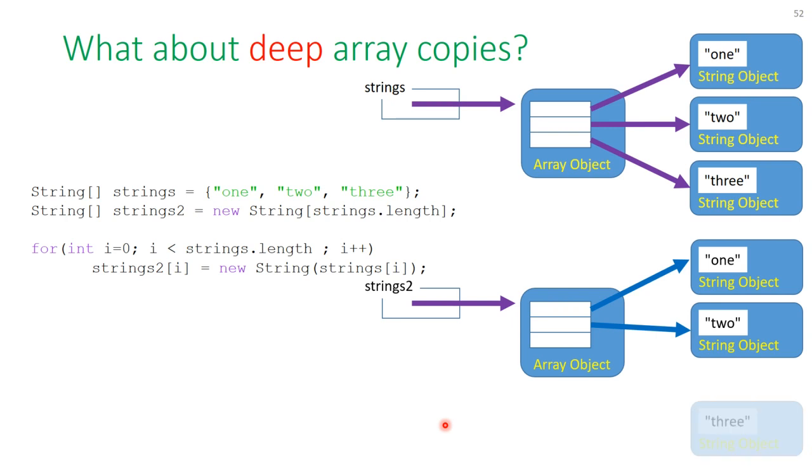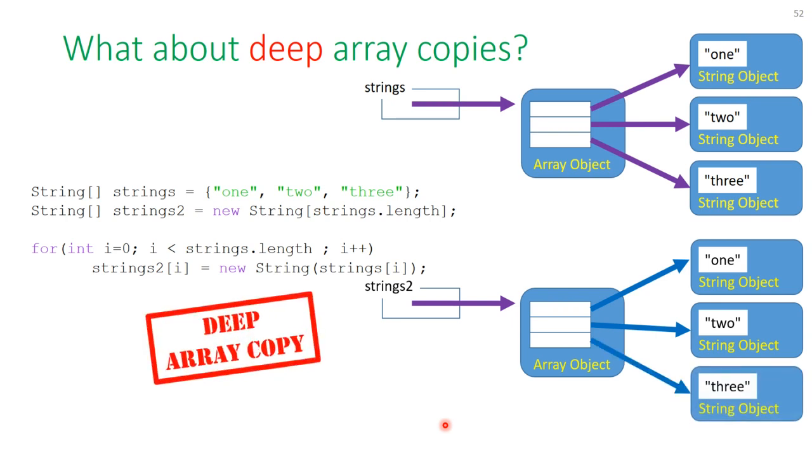third iteration. And what we have here is a deep array copy, where this time everything in my copy is totally independent. Meaning that, yes, I have a new array, totally separate. I have also a new version of every object that was inside the array, and so on and so forth.